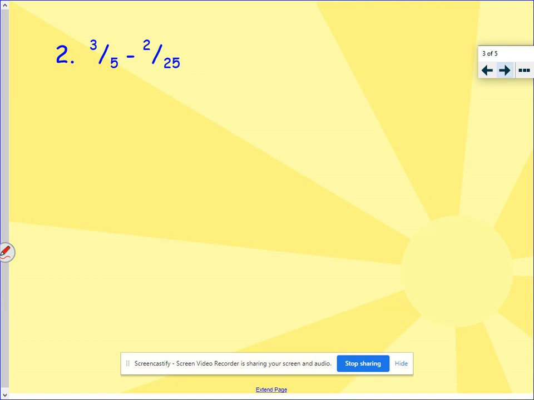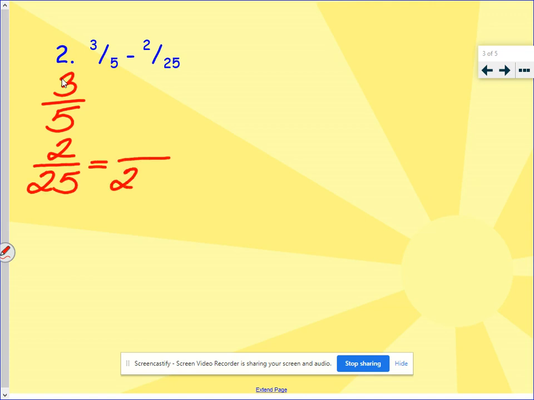Second example, we have 3/5 minus 2/25ths. Again, we set up our problem vertically. Oh, my goodness, I'm so sorry. I gave the common denominator already. I jumped the gun, I apologize. We find out that our common denominator was 25.